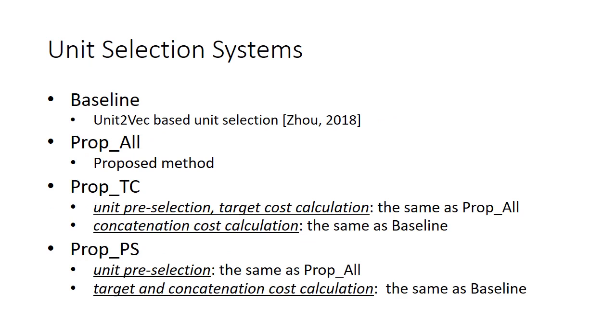Finally, three systems using our proposed method were built as follows. Proposal. This system was introduced in the preceding slide. Proposed TC. The unit preselection and the touch cost calculation were the same as proposal, and the concatenation cost calculation was the same as the baseline system. Proposed PS. The unit preselection was the same as the proposal, while the touch cost and the concatenation cost calculation were the same as the baseline system.